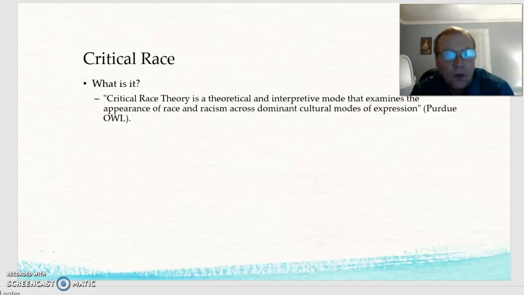Critical race theory. What is it? Well, critical race theory is a theoretical and interpretive mode that examines the appearance of race and racism across dominant cultural modes of expression.